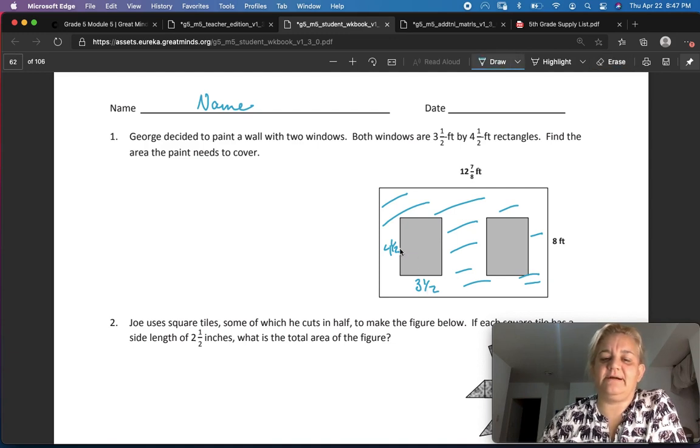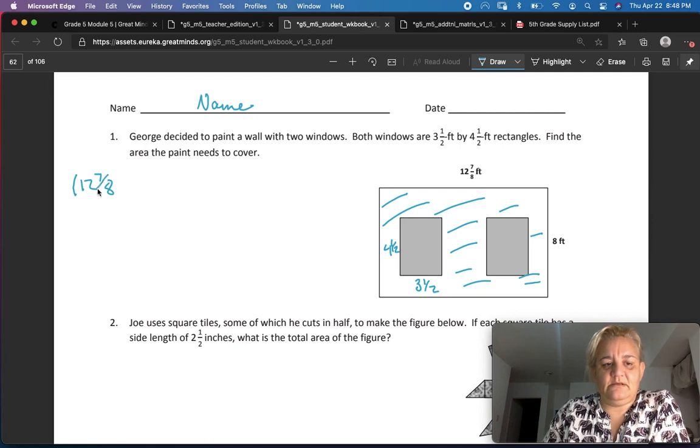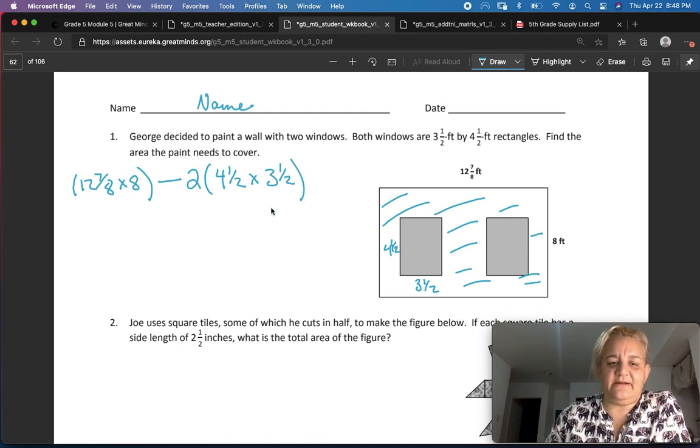So I've just put in our length and width for the windows, and I'm going to create an expression that's going to tell us exactly what we're doing, so we can just follow it step by step. So first of all, the area of the big rectangle, and that would be length times width. So that would be 12 7/8 times 8 feet. Okay, that's the area of the big rectangle. And then we're going to want to subtract 2 windows. So whatever this area is, there's going to be 2 of them. So we can just multiply that by 2. Okay, and then the area of the windows is 4.5 times 3.5. Okay, so area of the big rectangle, area of the windows, and there's 2 windows. And that's going to equal the area that we want to paint.